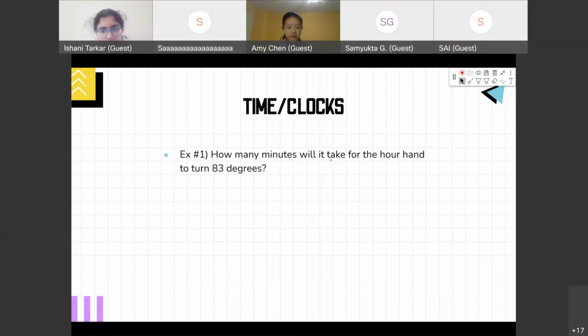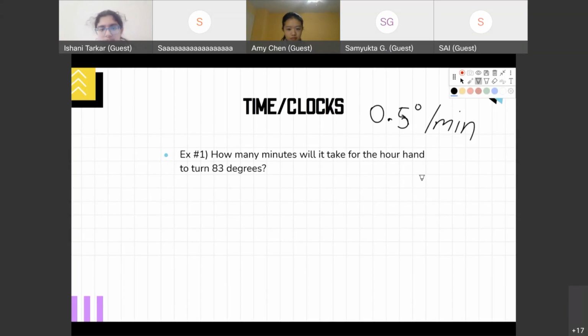How many minutes will it take for an hour hand to turn 83 degrees? In this scenario, we want to know how many degrees the hour hand turns in 1 minute, so that will give us a baseline. It takes 12 hours to go the entirety of the circle, and it turns 30 degrees in 1 hour. So that means it turns 30 over 60, which is 1/2 degree per minute, right?